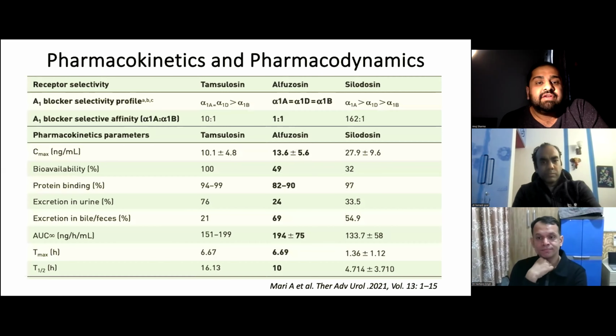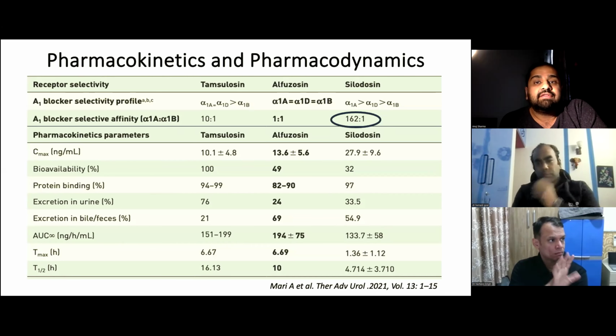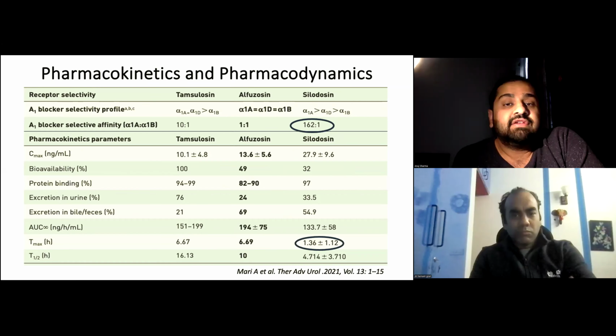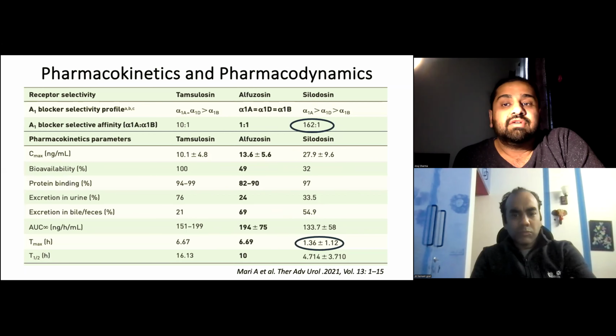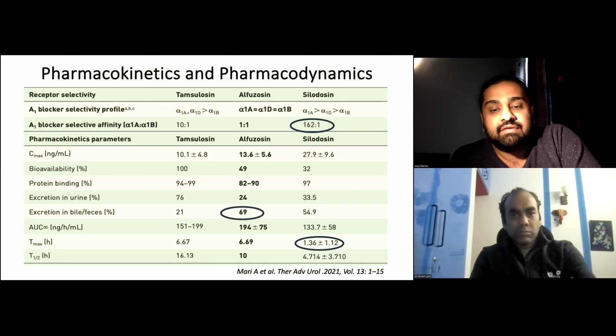So seeing the various pharmacodynamics and pharmacokinetics, the important thing to note is that silodosin is more selective for alpha 1A compared to alpha 1B. So it has a more uroselective action. The Tmax is only 1.36 hours. So we should understand that silodosin has the fastest onset of action. So if we are asked about which drug has the fastest onset, the answer would be silodosin.